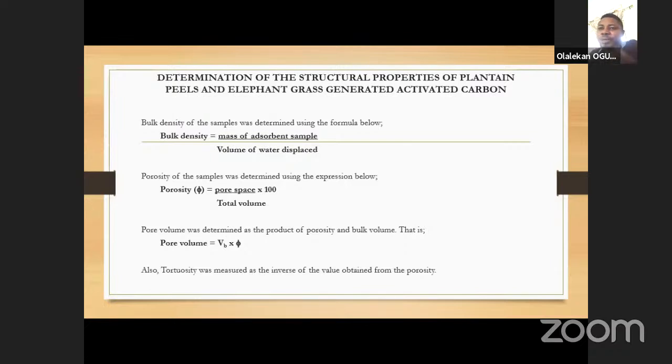So you can see here some structural properties of the plantain peel and elephant grass, like bulk density, which is given as the mass of adsorbent sample over volume of water displaced. Then porosity, pore space over total volume multiplied by 100. Then the pore volume also, which has to be calculated from the product of porosity and pore. Then tortuosity was also measured. Next slide.